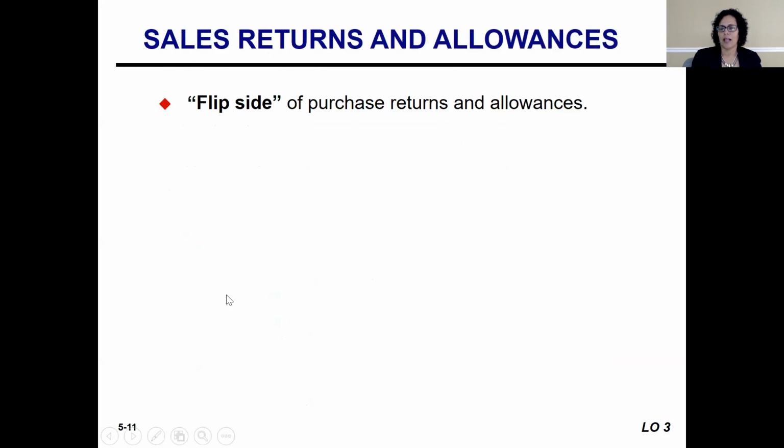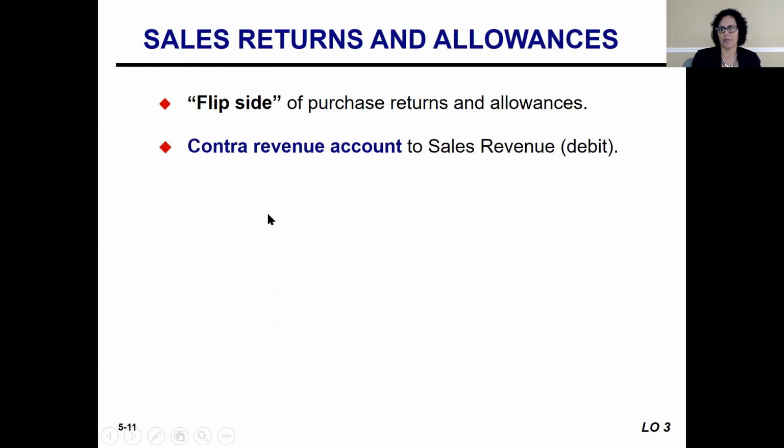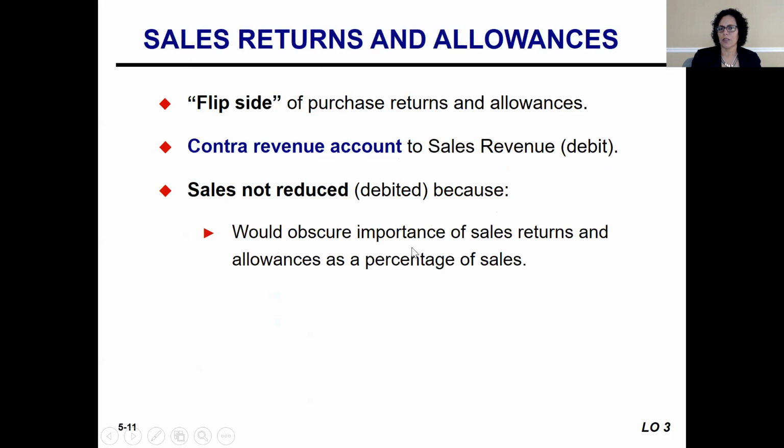Okay, now let's look at sales return and allowances. Whatever was purchase return and allowance for the buyer becomes sales return and allowance for the seller. This is the flip side. Unlike what the buyer does, making an adjustment to the inventory account, we're going to keep this separate over here. We don't want to debit sales revenue. We're going to have a contra revenue account. We don't want to reduce the sales amount. We don't want to debit it because that would obscure the importance of sales return and allowance as a percentage of sales, and it could distort comparisons.